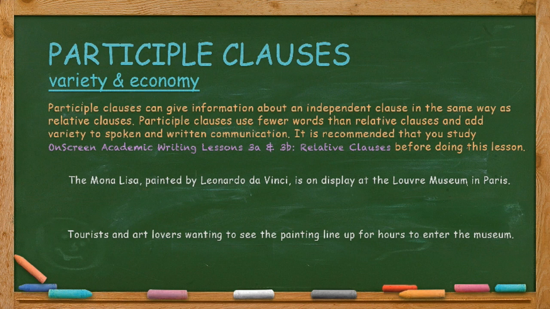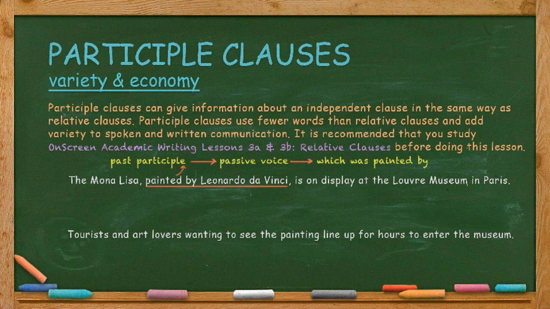Here are two sentences with participle clauses. Let's look at the first one. The Mona Lisa, painted by Leonardo da Vinci, is on display at the Louvre Museum in Paris. Painted by Leonardo da Vinci is the participle clause. It has a past participle, painted. Past participle clauses can be used instead of the passive voice. For example, in this sentence, painted by replaces the passive voice phrase, which was painted by.